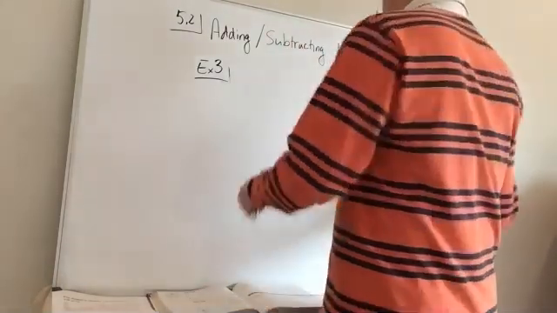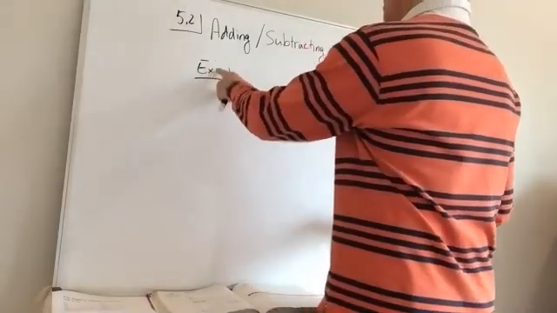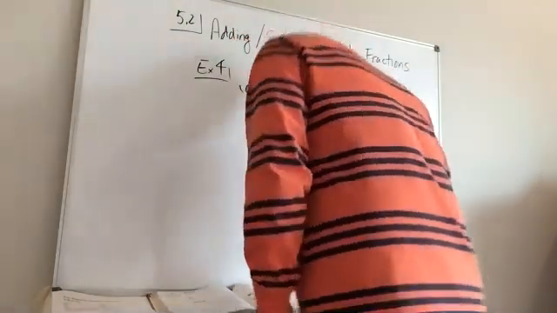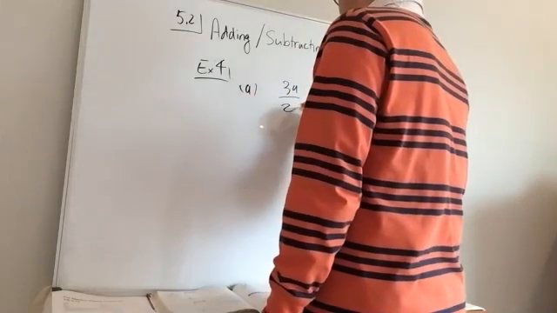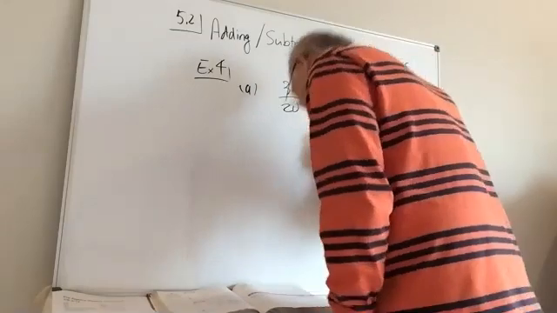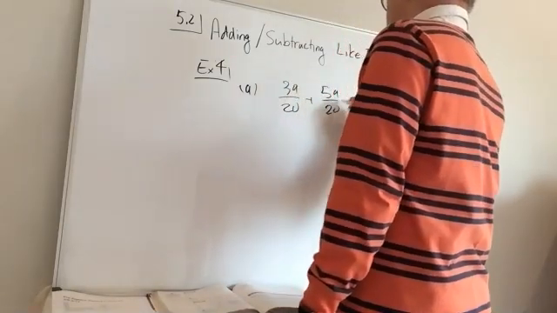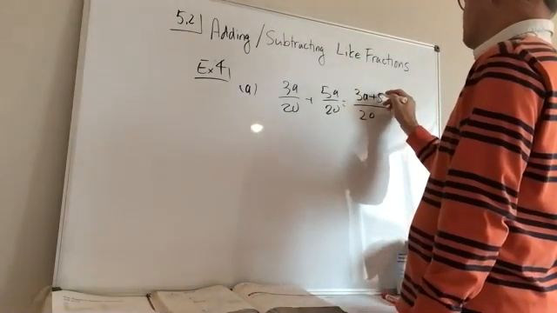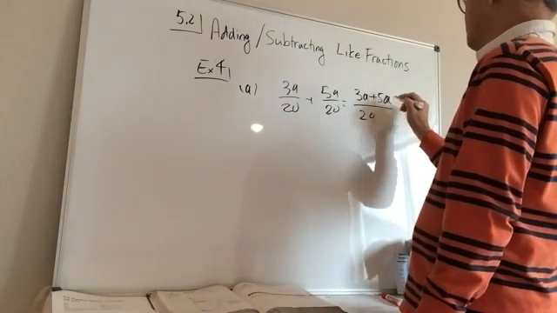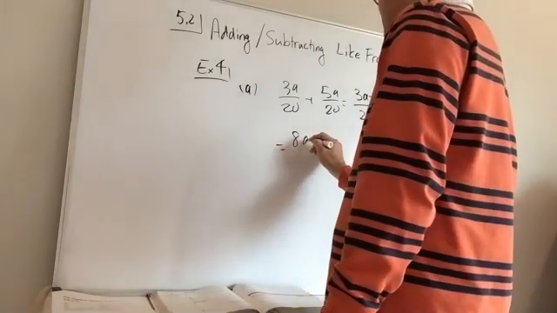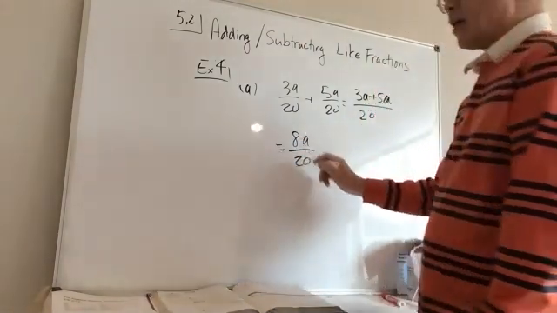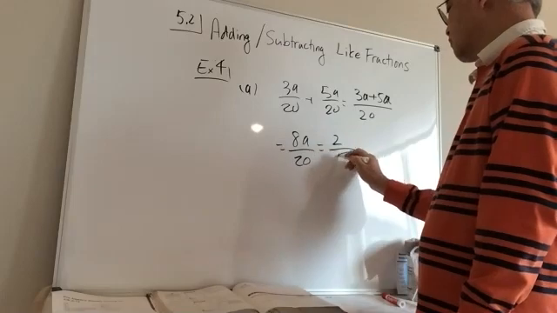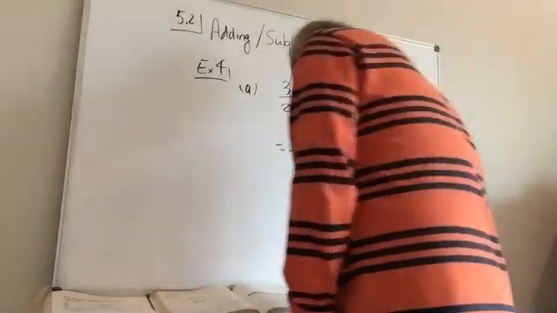Example number 4, we're going to do the same thing, but with some variables. So let's see how that works out. We have A, we're going to do 3a over 20 plus 5a over 20. So I have a common denominator there, 20. 3a plus 5a is 8a over 20. Now you can go ahead and simplify this, right? Divide by 4. 2a over 5.